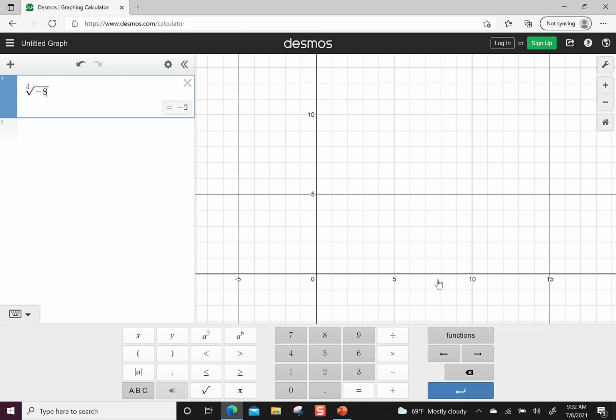So this is nice if you have something that you need to do a bigger root. Let's just do one more. Let's do the 5th root, and let's do negative 243. See how it says negative 3.